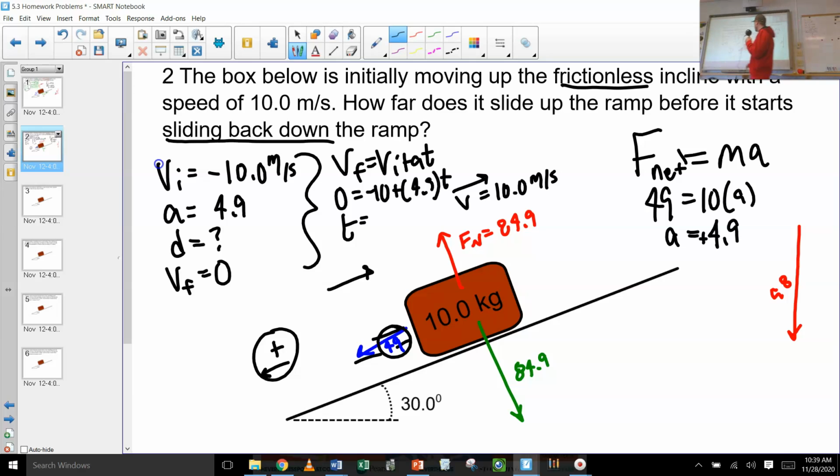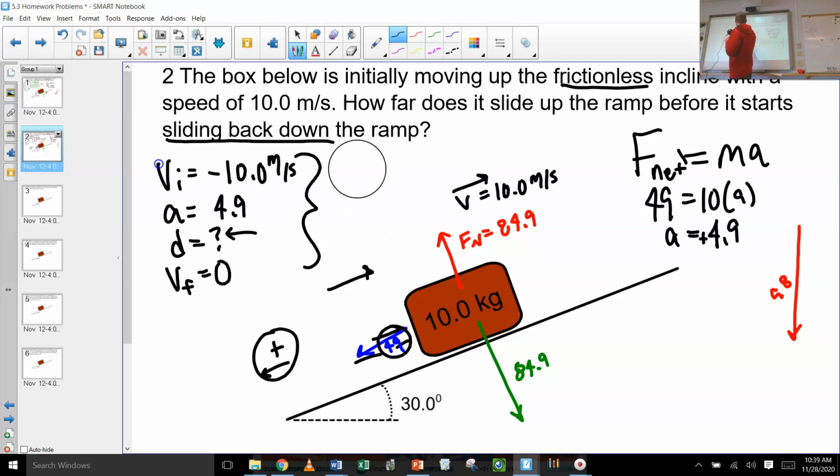Oh, shoot. Sure, it's 2 seconds, but I'm looking for the displacement. So this was a really bad equation to use. Let's use a better one. VF squared equals VI squared plus 2AD. There we go. Final velocity 0. Initial velocity negative 10 squared plus 2 times 4.9D. And you solve that for the letter D.